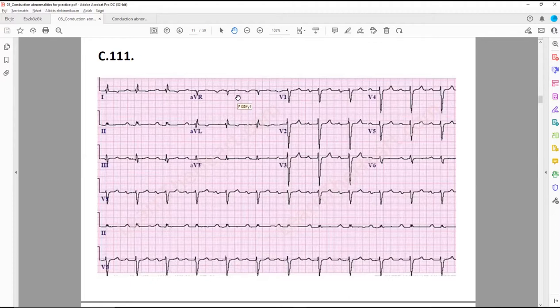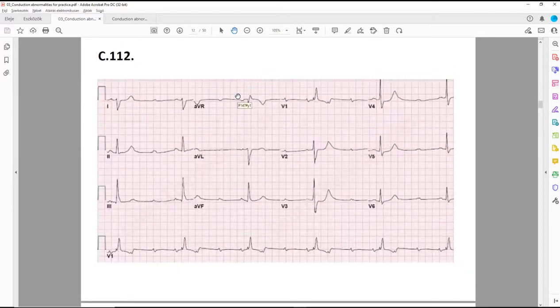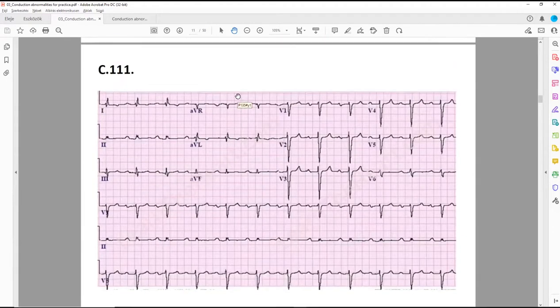Okay, that's everything that should be considered here. All right. Now let's see who has this. 112. Me? Okay. Can you say about 111 again? So AV block, the first degree AV block and left bundle branch block, and then left hemiblock.